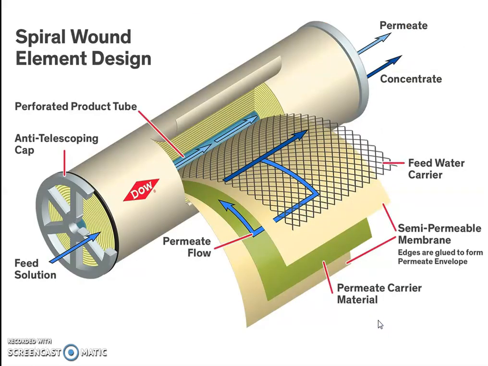So look at this image. This is a spirally wound element design of an RO membrane, and you can see the different components involved in this. This is the feed water carrier, this is the semi-permeable membrane, and this is the permeate carrier material. That means after the desalination process, the desalinated water will be carried through this permeate carrier material, and you feed the saline water here. The filtration process takes place in this unit, and finally you get highly desalinated water and the concentrated water separately.